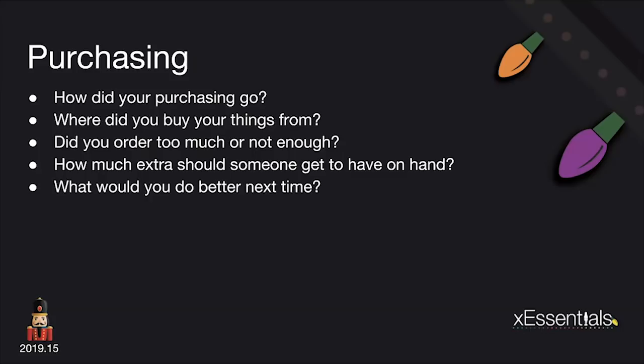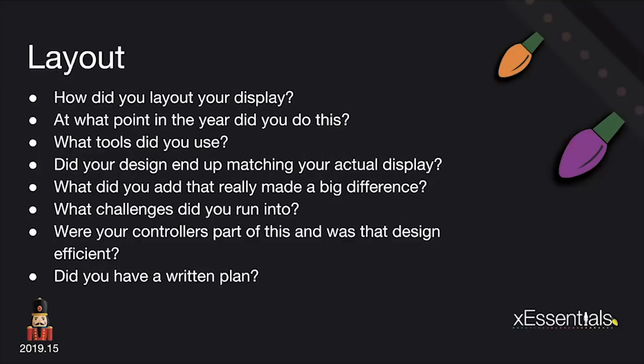All right, let's go on to the next, which is layout. So this is, aside from planning, where you're getting the actual ideas and the general design of your show. So when you do the layout, and I'm talking about in xLights and in other ways, how do you lay out your display? And at what point in the year do you do this?